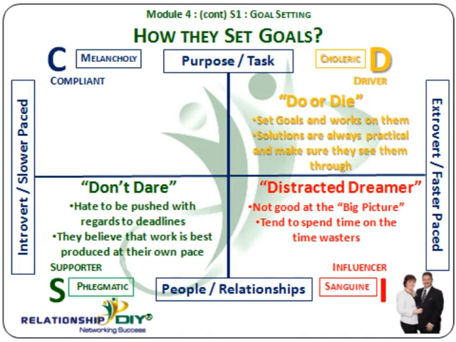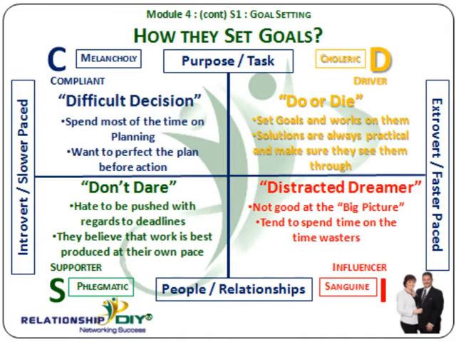Brilliant. Lastly, the C's. These are all about the difficult decision people. They spend most of their time planning, and then they spend most of their time planning, and then they spend most of their time planning. So it's planning and replan and planning and replan, and the process just continues and continues, which makes it a difficult decision of how to set goals.